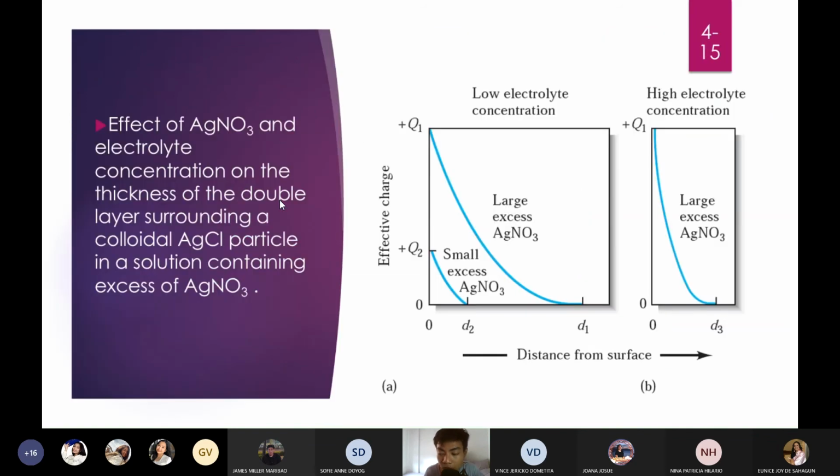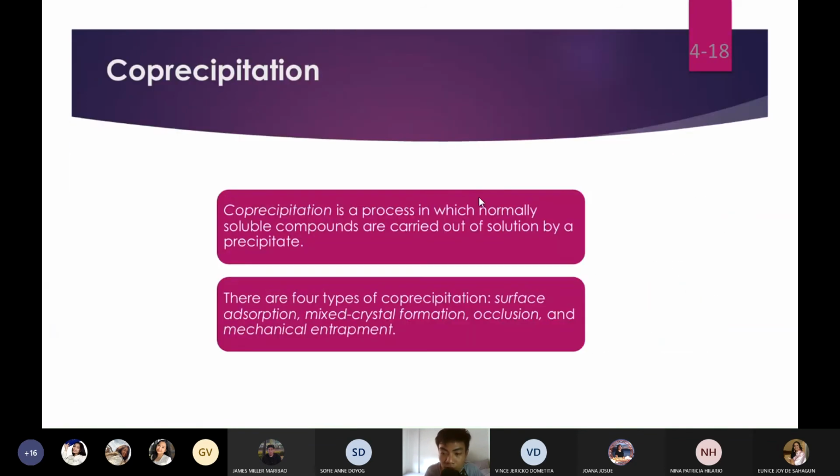Ito naman yung mga problems with precipitation. Pwede tayong magkaroon ng co-precipitation. Ano yung co-precipitation? Yung ibang ions or yung ibang substances, pwede sila humalo sa iyong reaction. So, kapag humalo sila sa reaction mo, ayun, pwede kang magkaroon ng problems with your crystals, no, or problems with your precipitation. And they can be resolved naman.